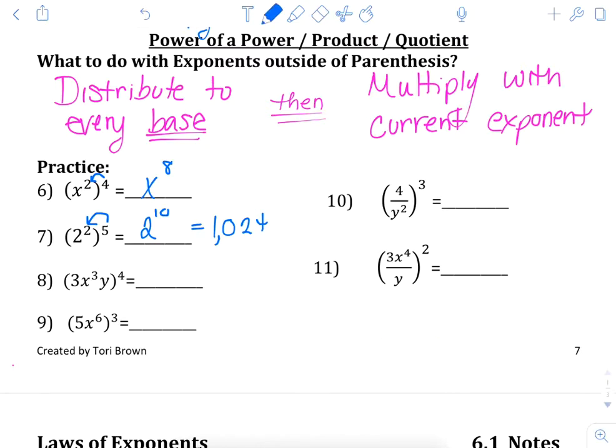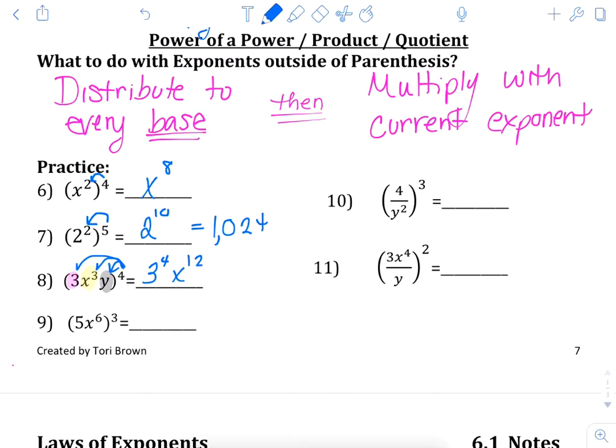All right, problem number 8 is the first time that we have several bases. So here's what I'm going to do. I want to kind of color code these so that you can see the difference. So we have a 3, we have an x, and we have a y. So I'm going to distribute the 4 to all of the bases. When I do that, I end up with 3 to the 4th power. That 4 is coming over and it's becoming the exponent for 3 because 3 didn't have one yet. Or you could say his exponent was a 1. That 4 comes in and it multiplies with the exponent on the x, which is 3. 3 times 4 makes me a 12.